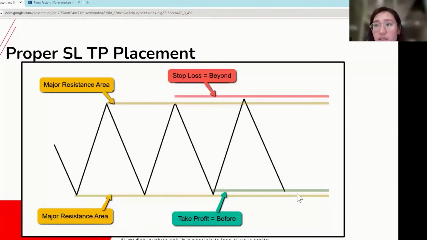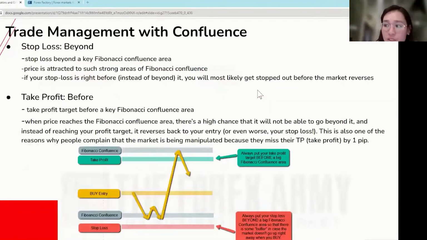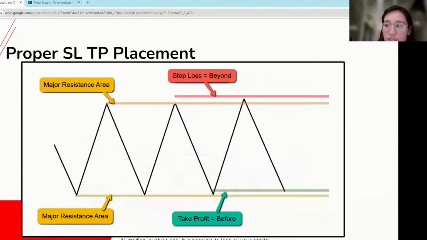For our sell entry, which is in this example, we'll place your take profit and stop loss before any resistance areas. So basically above it, like this. Okay, so again, for buy entries, we'll place it below your key areas, and for sell entry, we'll place it above it. That's an easier way to remember. So this is the proper stop loss and take profit placement to ensure that you maximize your wins and minimize your losses.